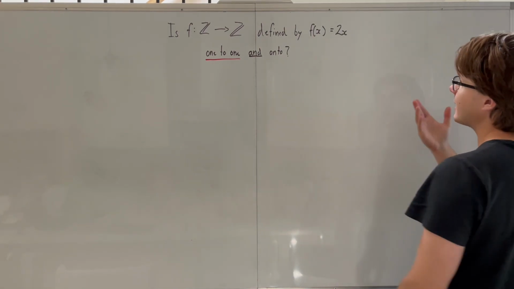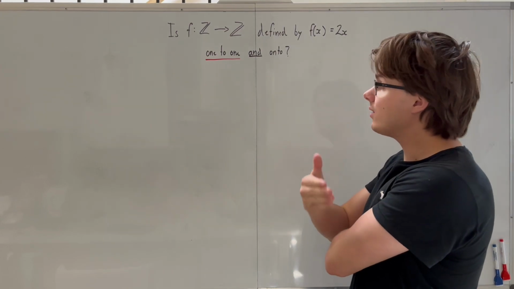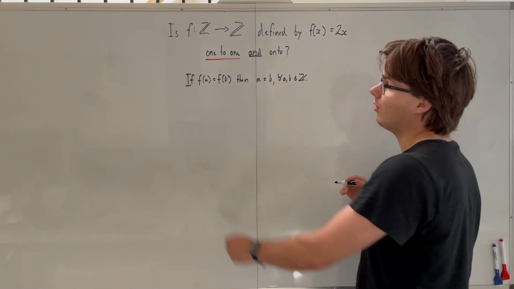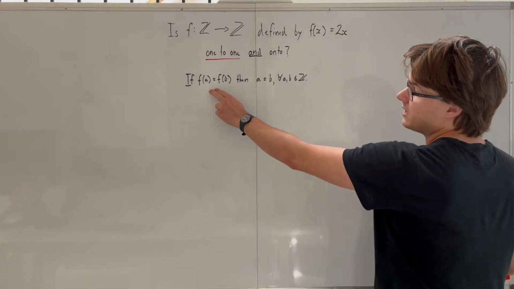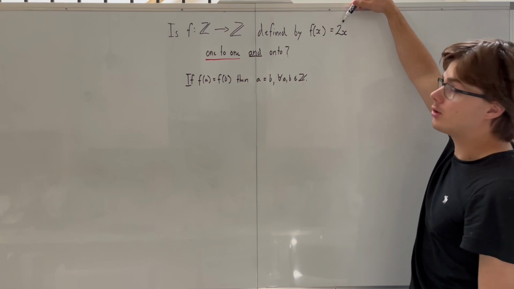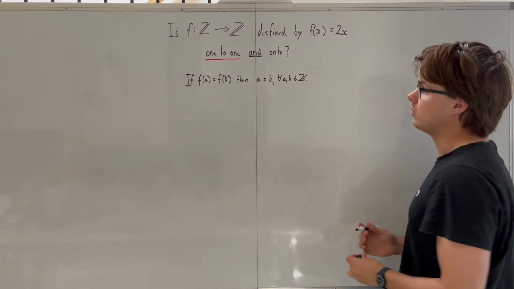So let's look at this and think to ourselves, what does it mean for something to be one-to-one? Well, it means the following. This is our definition of one-to-one. This means that if we have two things that are equal in our codomain, our 2x, then it must be that in our domain they are also equal.